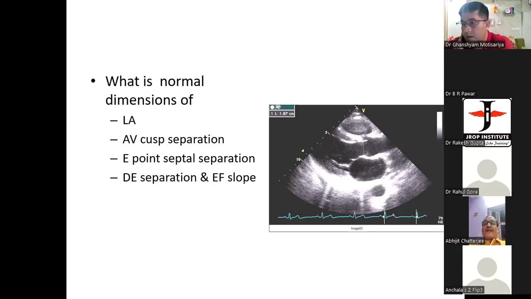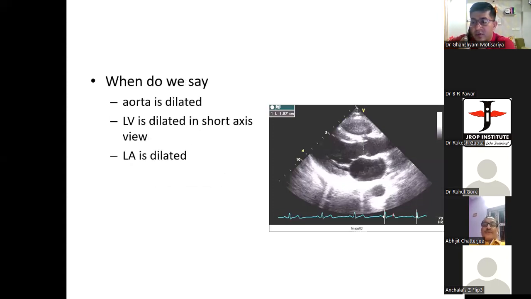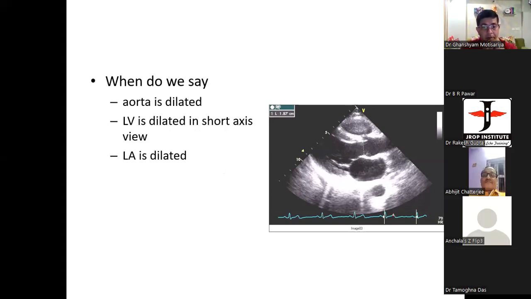Okay, I'll give you another question. Yeah, please go ahead, Abhijit. Sir, show the next picture, please. When do we say that the aorta is dilated? Hello, can you hear? Sir, he can't hear. Yeah, Rahul is not able to hear.